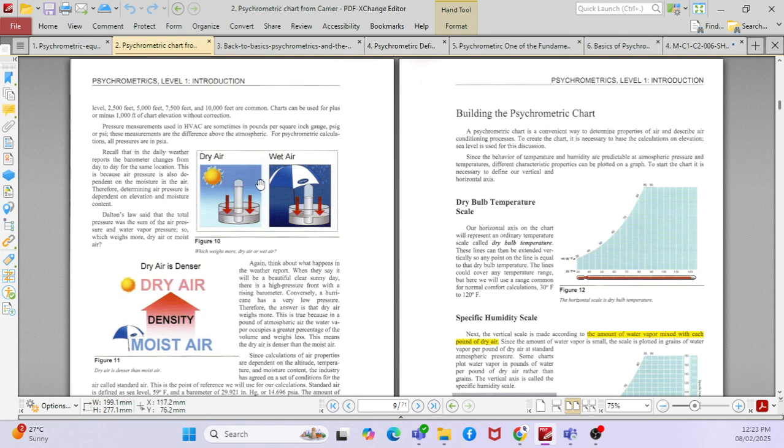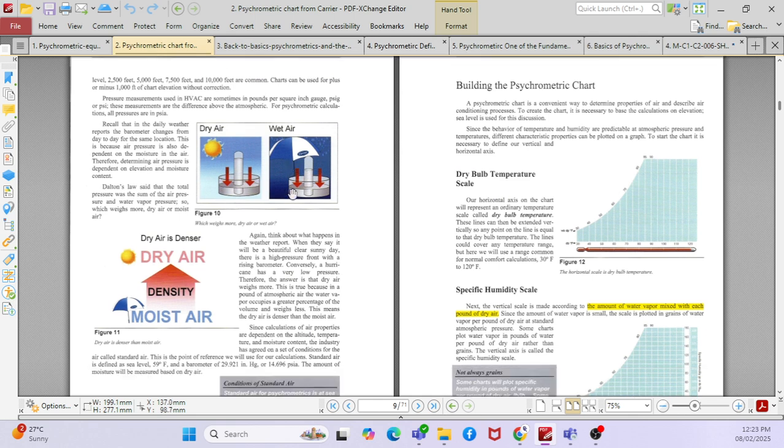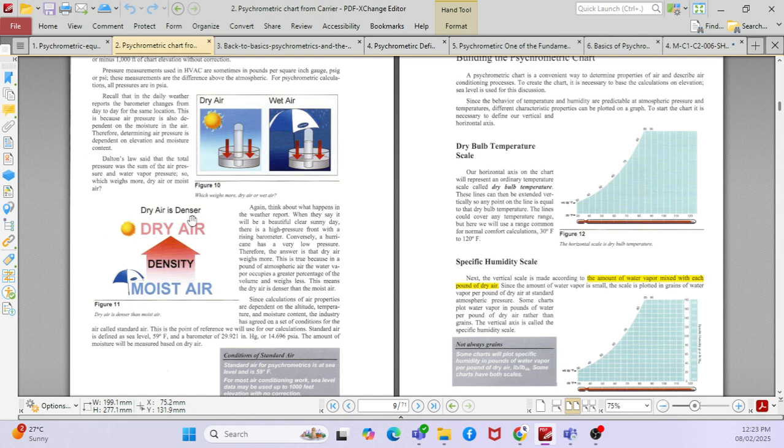Okay, you can see the dry air, you can see the wet air. During the summer you have dry air, during the winter you have wet air normally, right? So dry air is denser than the moist air. That is why cold air will be on the bottom and hot air will be on the top, right?